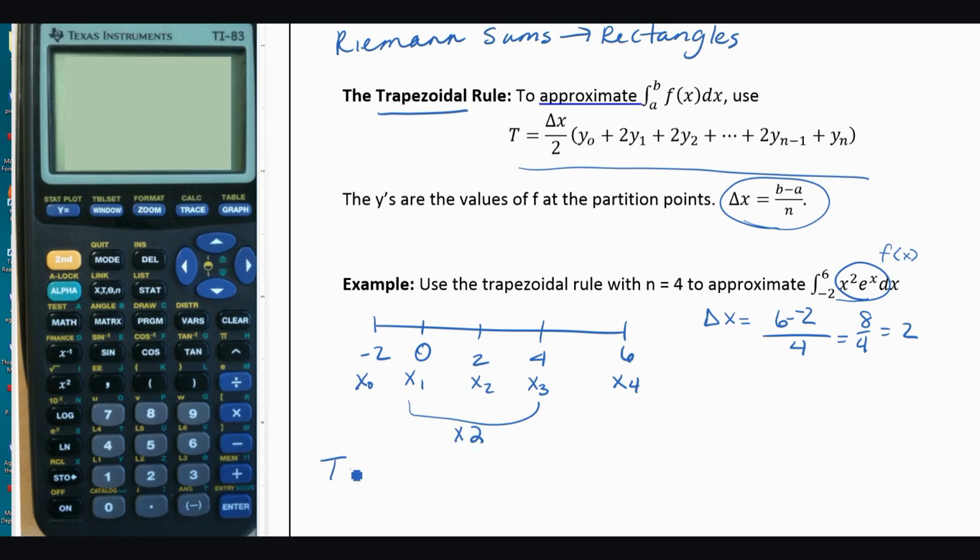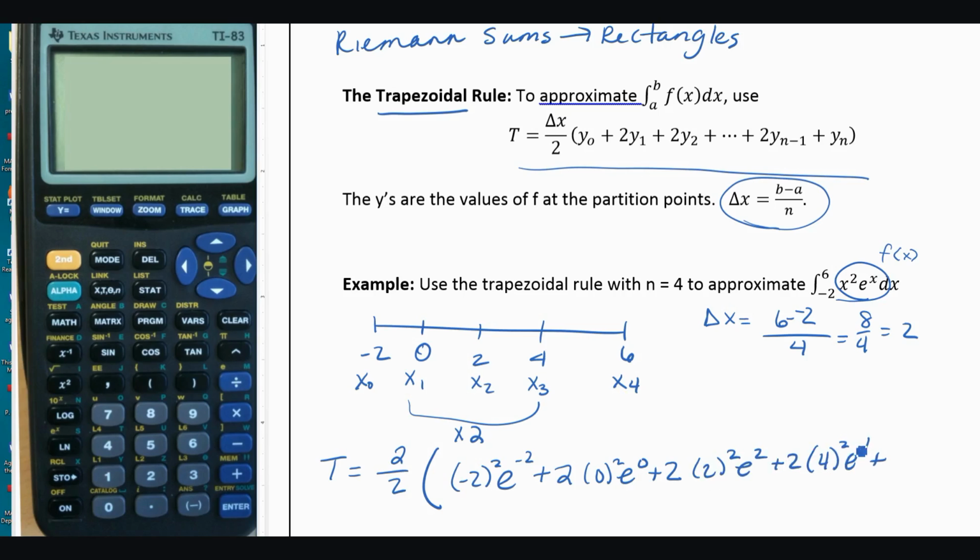So here we'd have delta x over 2 times, first we plug in x0 into our function. So it'd be negative 2 squared e to the negative 2, plus, now for the middle 3 we're going to put a 2 out in front. So we plug in 0, plus 2 times plugging in the next one, which is 2, plus 2 times plugging in the 4. And then the last one, we don't multiply by 2. So 6 squared e to the 6th.